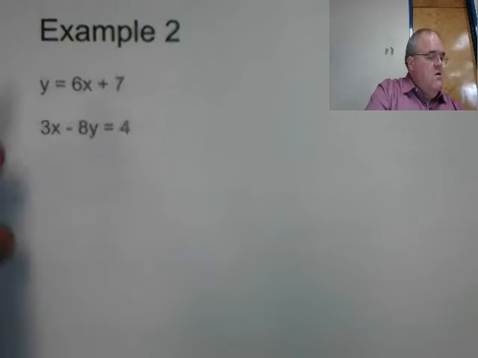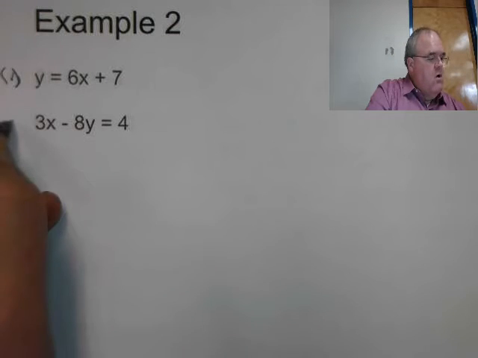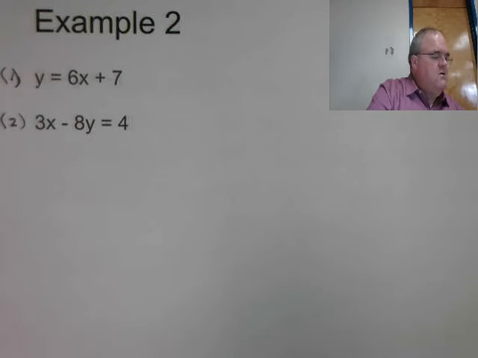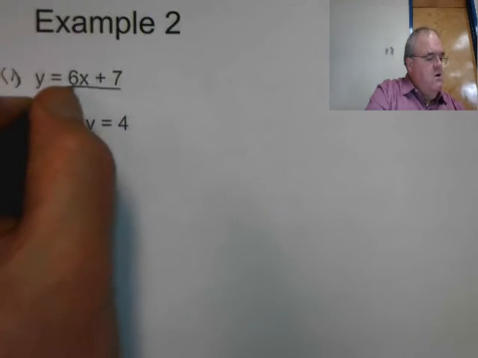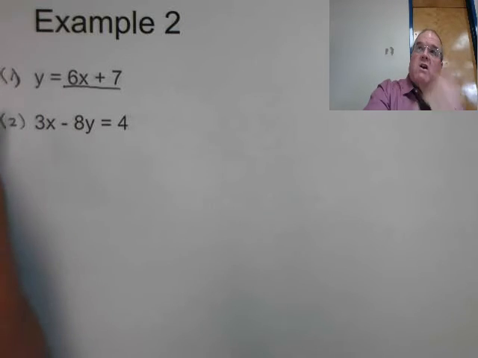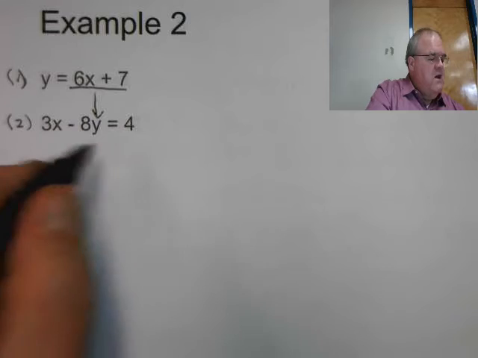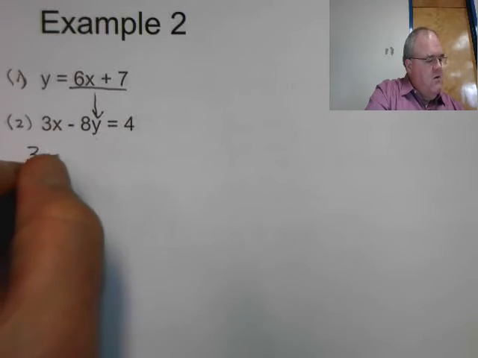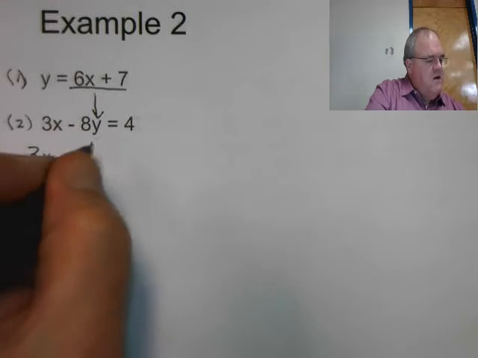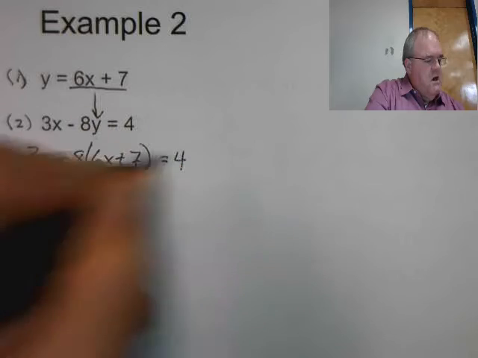If you notice, equation 1 is in slope-intercept form, and equation 2 is in standard form. I can still use these, and it works very well. So what I'm going to do is take my 6x plus 7, because I've already got y solved for, and substitute that in for y in equation 2. So I'm going to have 3x minus 8 times 6x plus 7 equals 4.